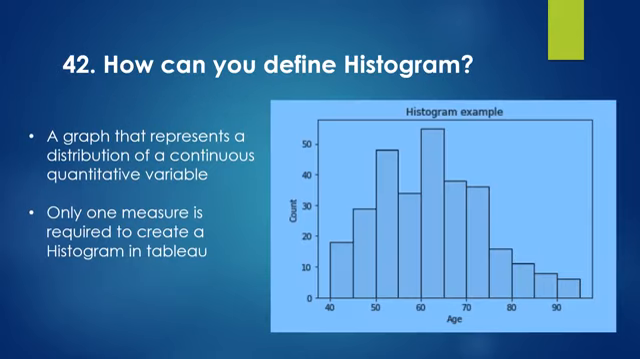Next, we have how can you define a histogram. So a histogram is a graph that represents a distribution of a continuous variable. For example, in this image, you can see the different bins of age and the count of each bin. And in Tableau, only one measure is required to create a histogram.